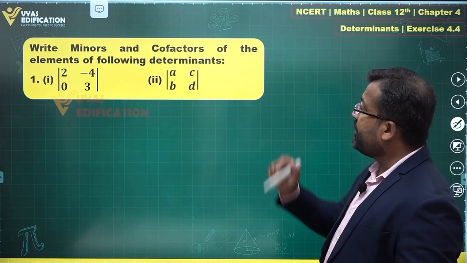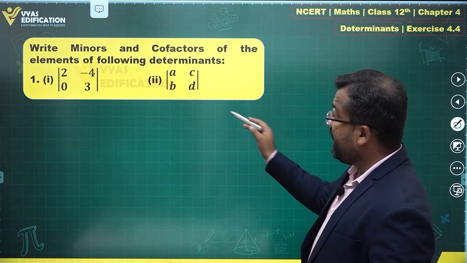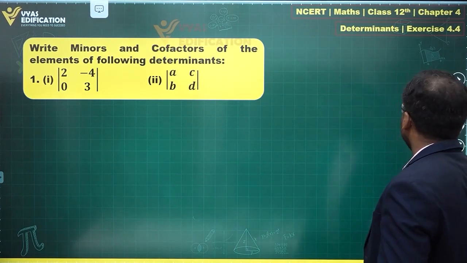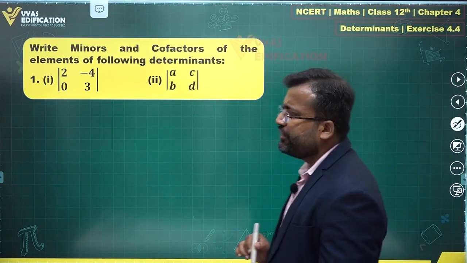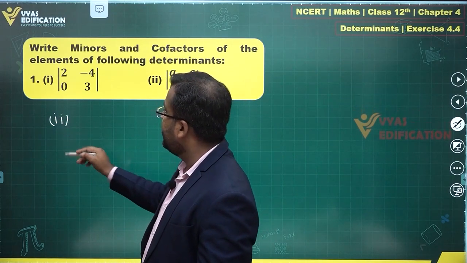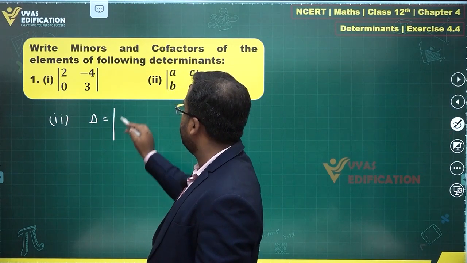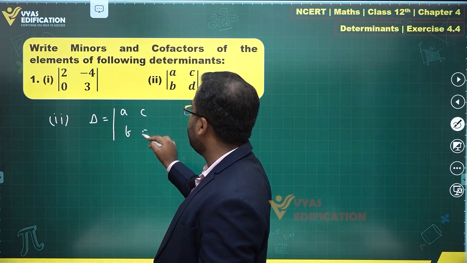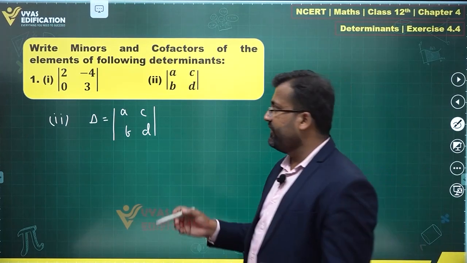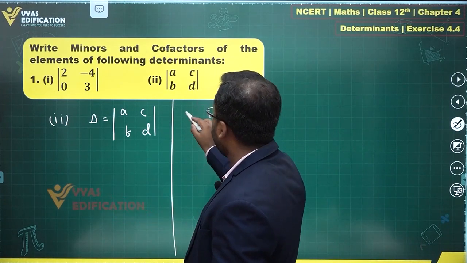Let's discuss the second part now. We are supposed to find the minors and cofactors of elements of this determinant over here, A, C, B, D. Let's try to solve that. Let's find the minors and cofactors for the second part. In the second part, we have determinant A, C, B, D. This is what we have, right? And minors of each and every element can be found easily.